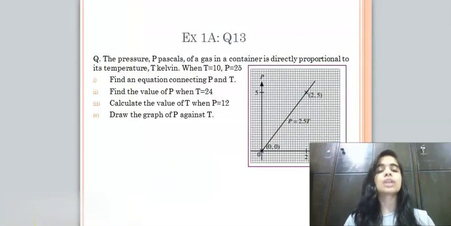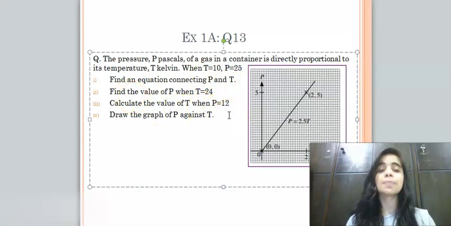Okay, so let's read out question number 13 of Exercise 1A. The pressure P pascals of a gas in a container is directly proportional to its temperature. So once again, to remind you, directly proportional means it is increasing with the same ratio. So as the temperature will increase, the pressure will also increase. And temperature is denoted by T Kelvin. So when T is equal to 10, P is equal to 25. So the first part says find an equation connecting P and T.